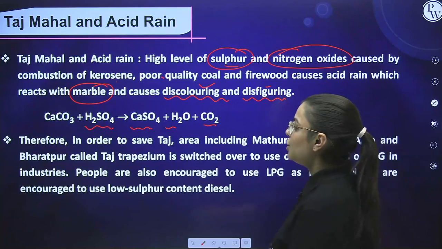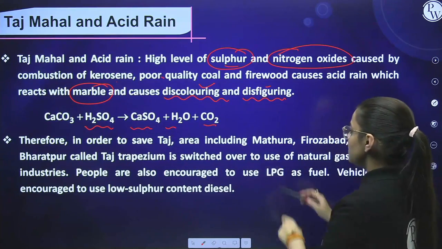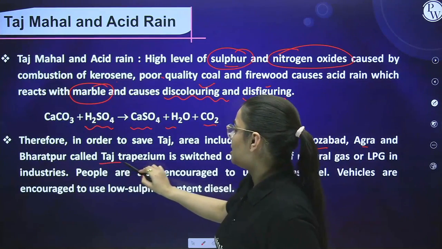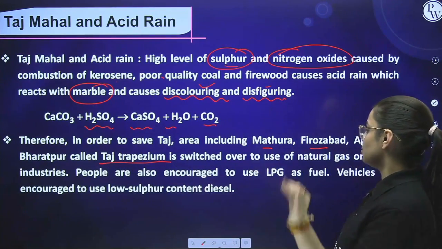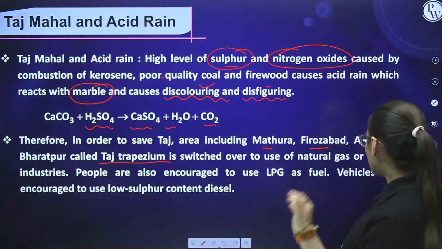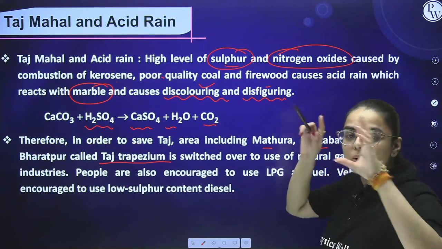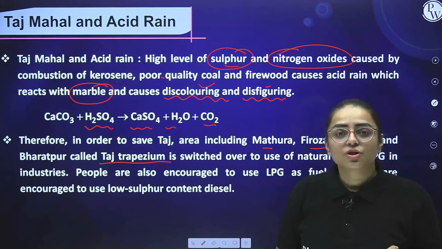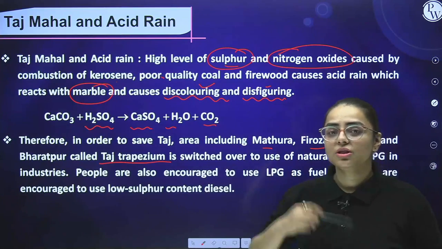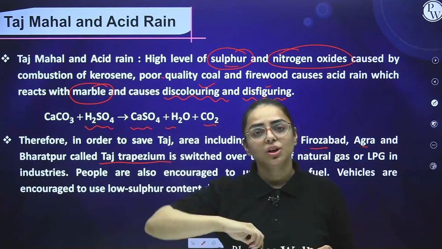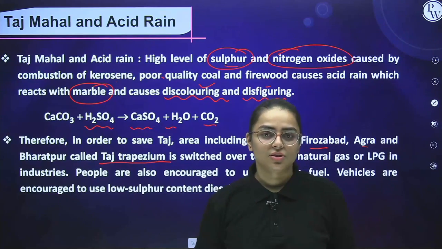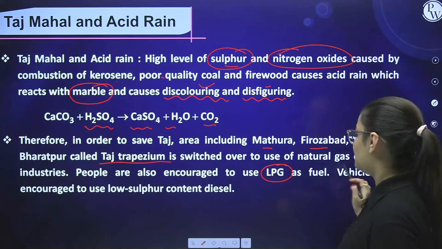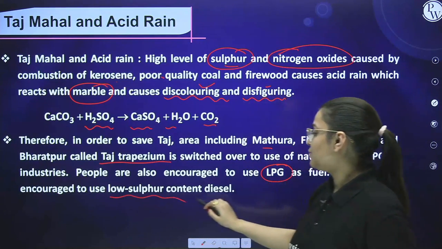Clear? Therefore, in order to save the Taj, the area including Mathura, Firozabad, Agra and Bharatpur, called the Taj Trapezium, has switched over to the use of natural gas or LPG in industries, because it is all caused by industrial pollution. Industrial pollution is responsible for the discoloring, because they produce SO2, NO2 and CO2, which are responsible for acid. Clear. People are also encouraged to use LPG as a fuel. Vehicles are encouraged to use low sulfur content diesel.